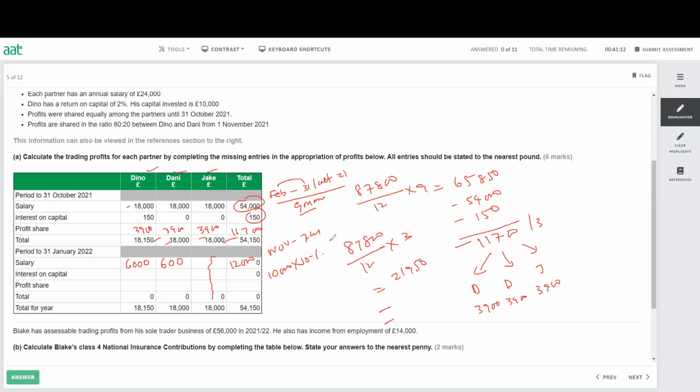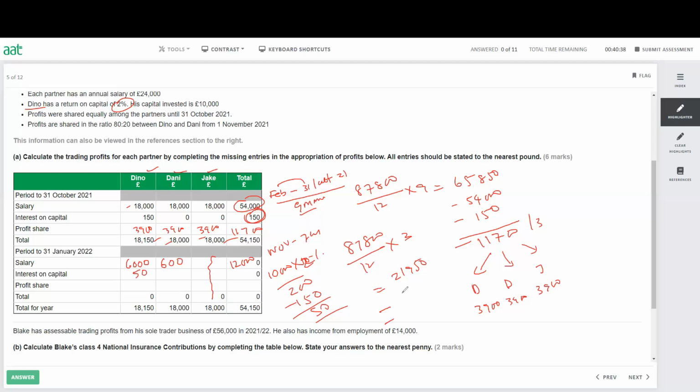So that will give us... so we have here, so not 10, 2%, isn't it? 2%. So 10,000, 2% was 200. So 200 for the whole year. And we already minus 150 for the 9 months. So you have 50 left. So this 50 only will get Dino. So Dino will get interest on capital, 50. And I think that's it.